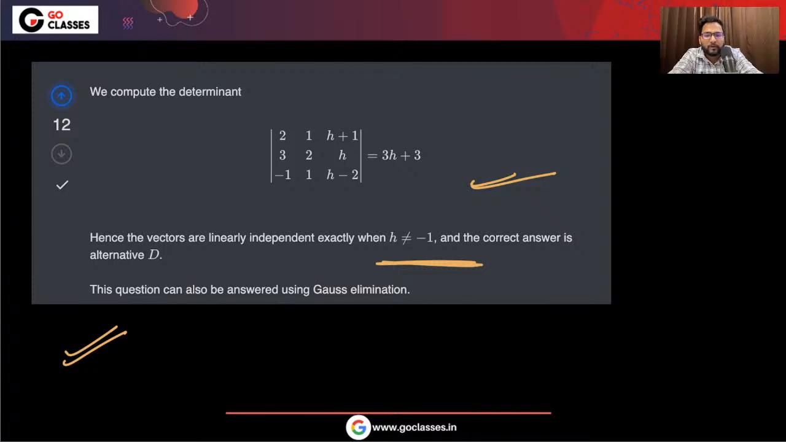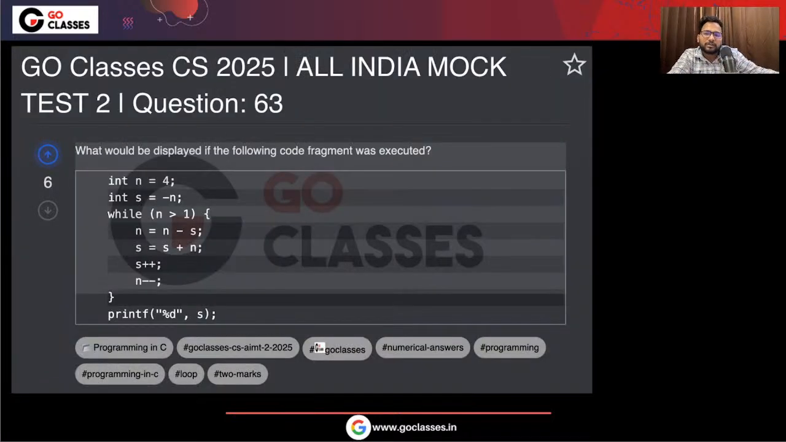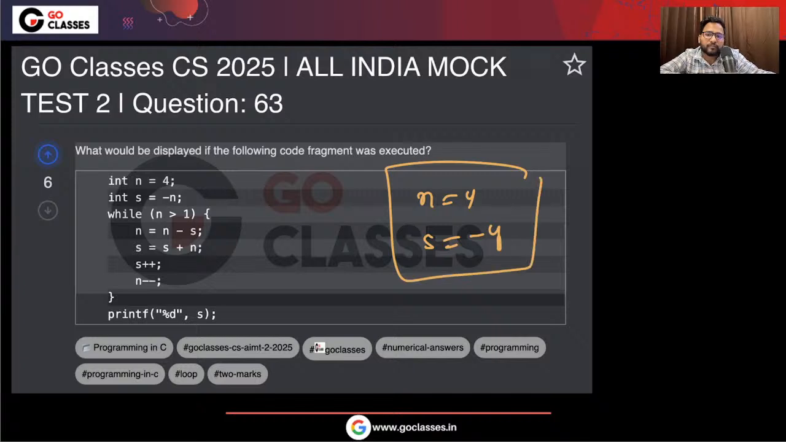Okay, now let's solve this question. This question was also kind of straightforward, but a little bit of attention might be needed here. So you have n equal to 4 and s equal to -4, right, to start with. Now you are saying n equal to n minus s and s equal to s plus n.